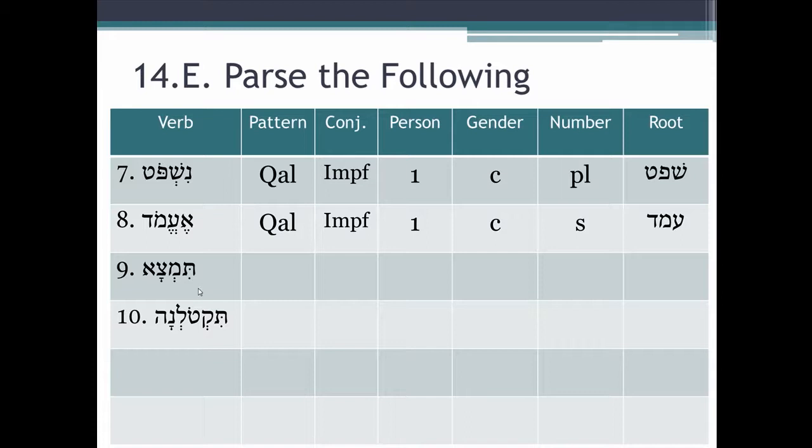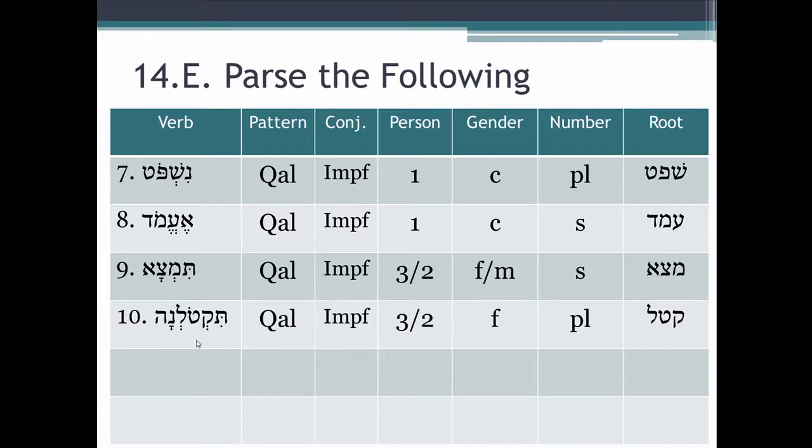Number 9, timsa. Does it have a prefix? Yes. Right here from matzah, again we had this earlier, either third feminine or second masculine singular. And number 10, tiktolna. Does it have a prefix? Yes, it does. The tav, we know our lemma is katal right here from our vocabulary. And then the na ending, and we have some variation here as well. This is a cal imperfect because it has the prefix, and it could either be third or second feminine plural. So that's section 14E.